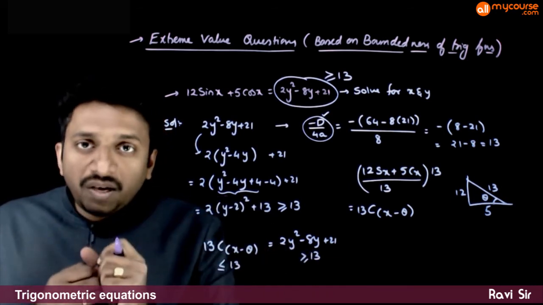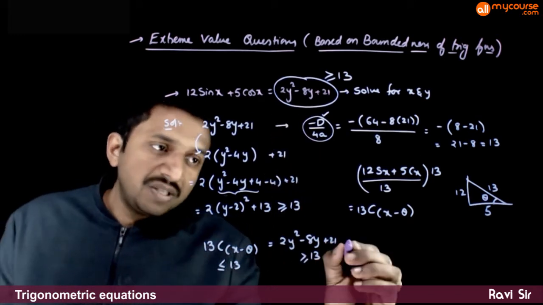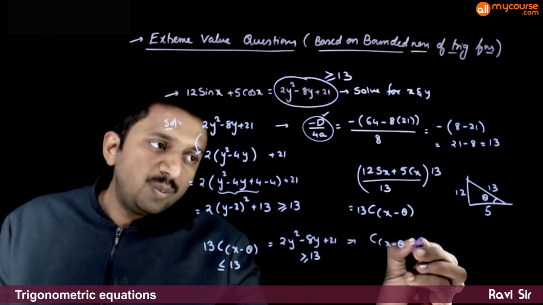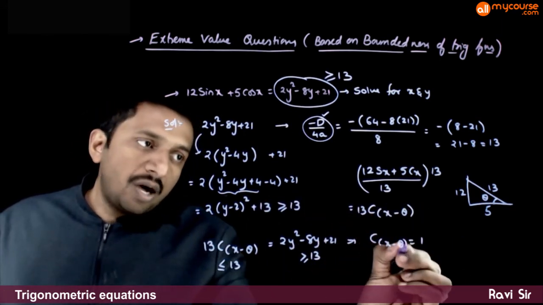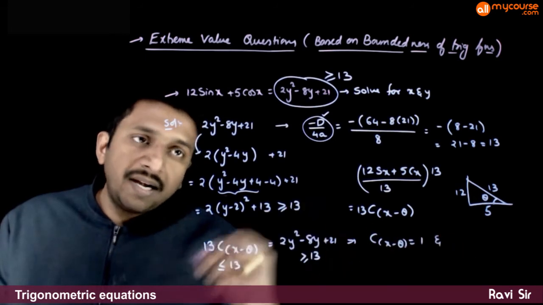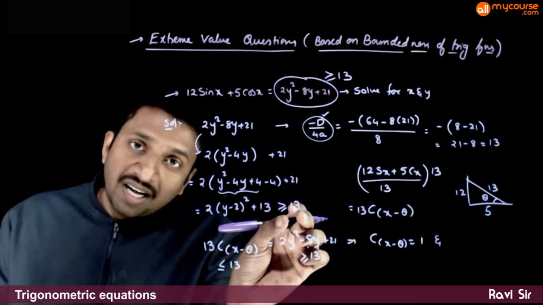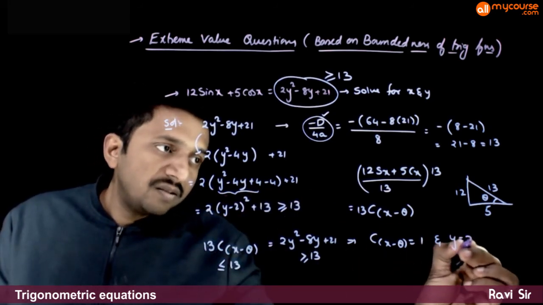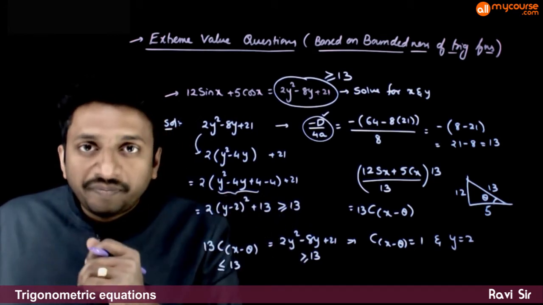For these two to be equal, both have to be equal to 13. So for this equation to be satisfied, cos x minus theta has to be equal to 1. That is, 13 times cos x minus theta has to be equal to 13. So cos x minus theta has to be equal to 1, and this expression has to be exactly equal to 13. That means y has to be equal to 2. So if this is 0, then this value is 13. So y has to be equal to 2.